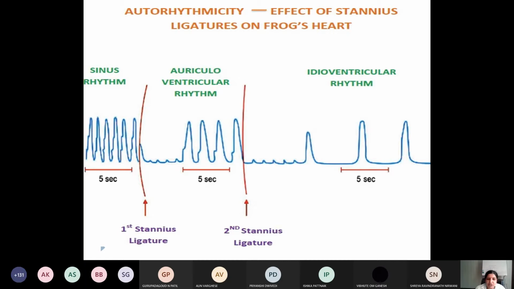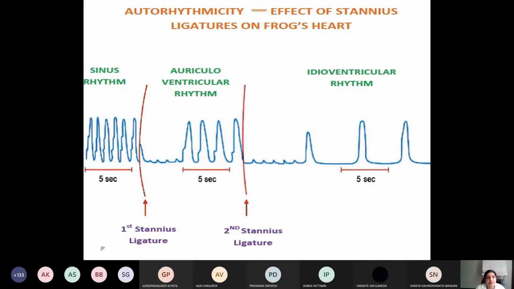If sinus rhythm is obstructed, of course, atria will take up the pacemaker function, but the rate of generation of impulse is lesser compared to the sinus venosus. That is why the sinus venosus is the pacemaker tissue. Before this property was proved in humans, it was done in this amphibian heart. The same property they applied to the human being.